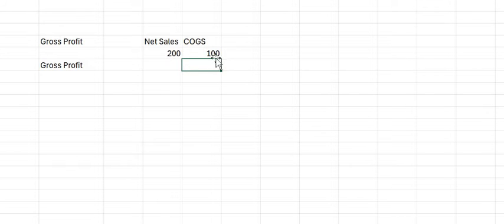So for a material the cost is 100 and the net sales is 200. So the profit is net sales minus COGS, which is 100. So 100 is the profit in this case.